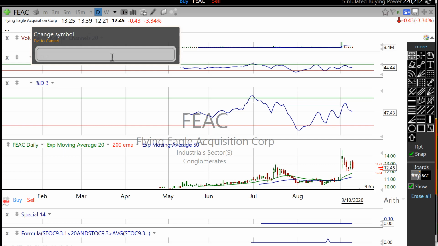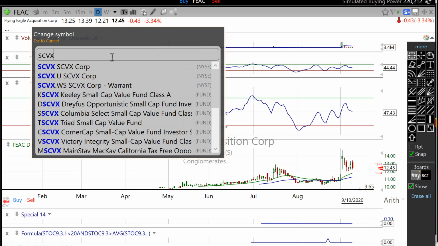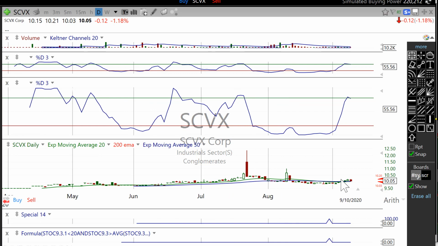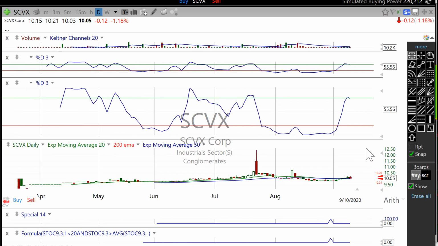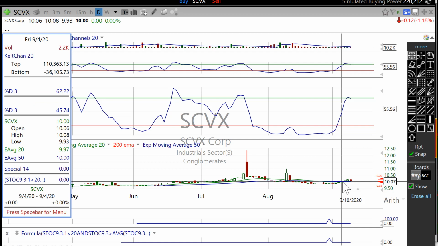But there is SCVX? SCVX is a SPAC that I have, and this one's under the radar too. It's $10. I mean, if they get any type of mention, pops to $12. You get 20% returns on these. This is a perfect time to get into these things when they're around $10.